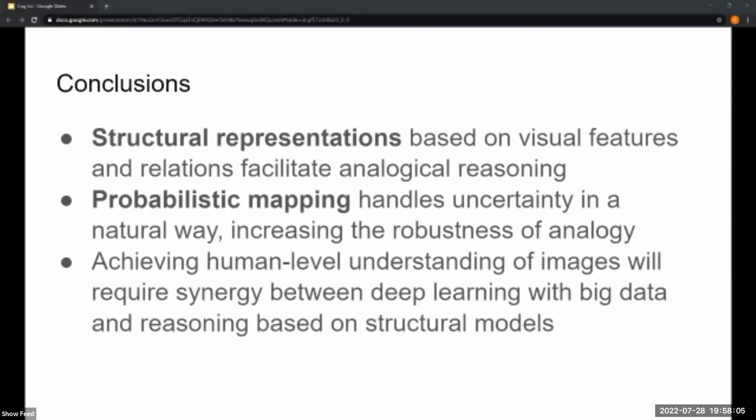To achieve human level understanding of images will require synergy between deep learning with big data and reasoning based on structural models. My punchline is that vision and reasoning are closely coupled, so that seeing goes beyond pattern recognition.